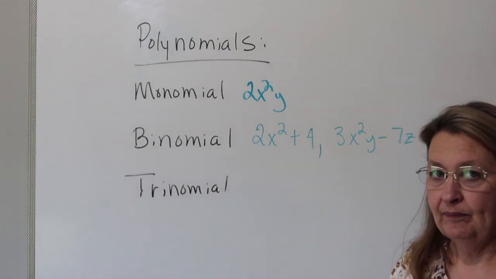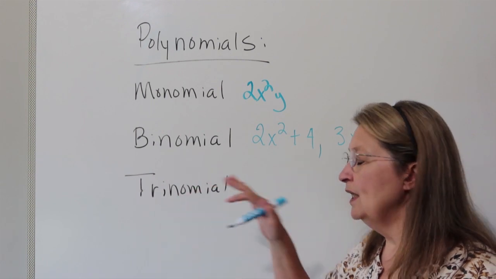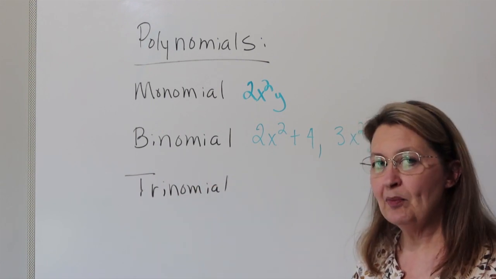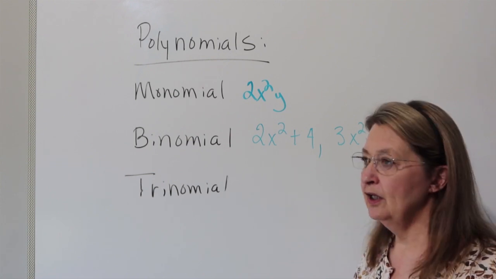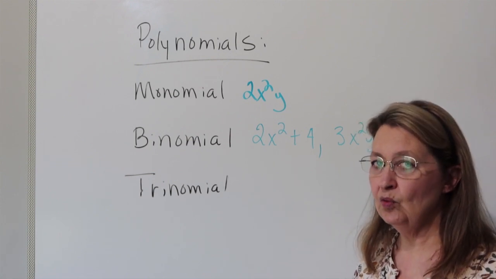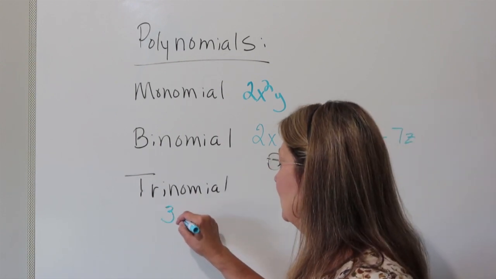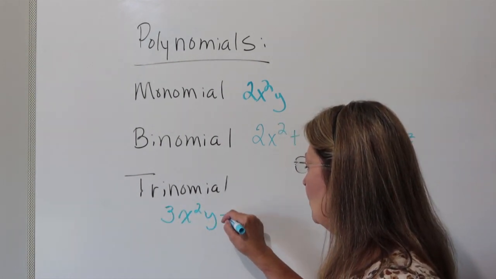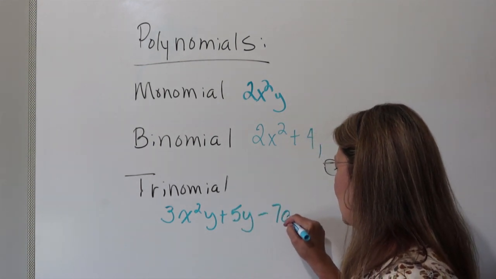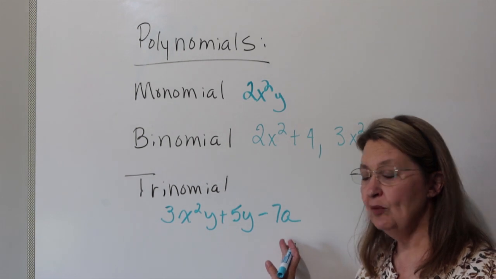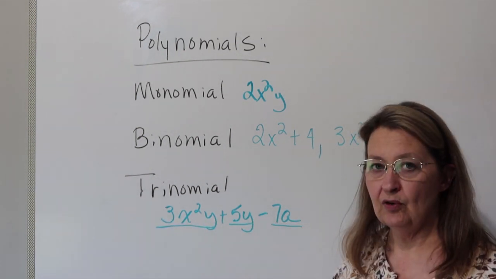That's a binomial. A trinomial is, you guessed it, 3 terms. So how many plus or minus signs are we going to have in a trinomial? 2. It could be 2 pluses, 2 minuses, or one of each, but you're going to have 2. So an example would be 3x squared plus 5y minus 7a. This is a trinomial. Here's term 1, term 2, and term 3.